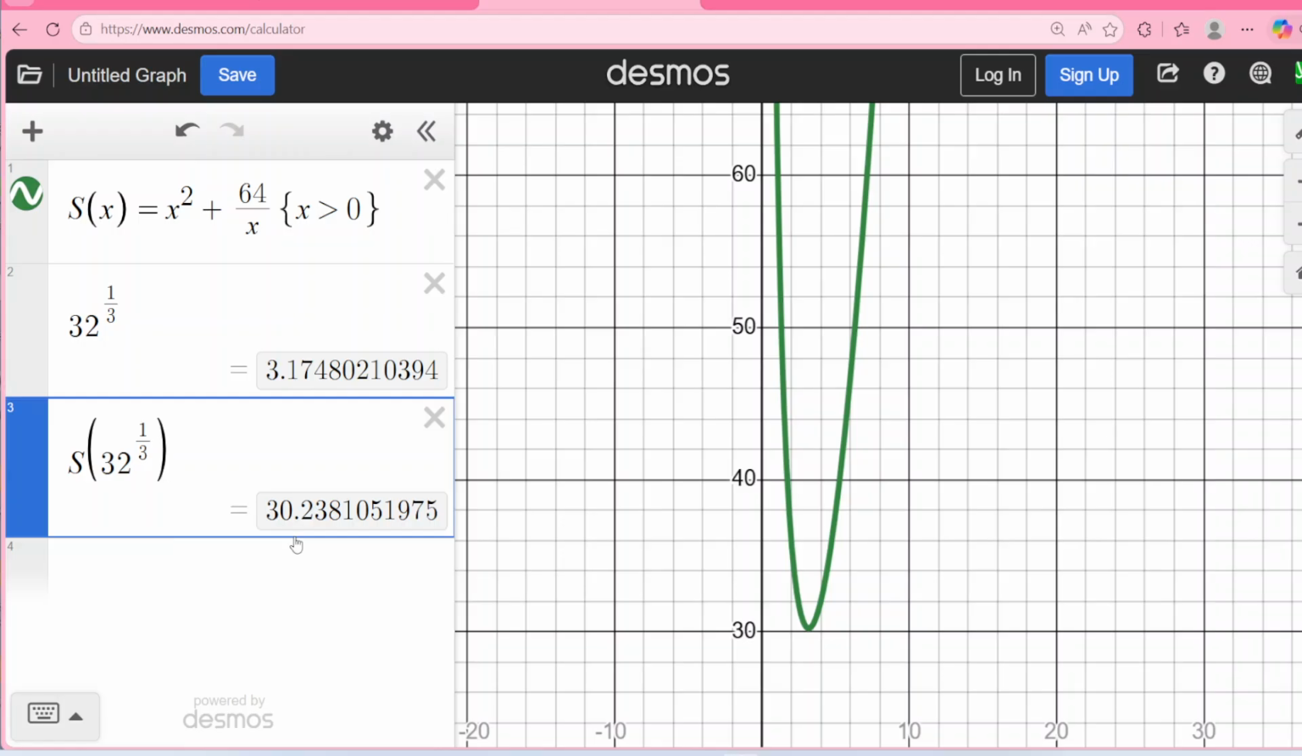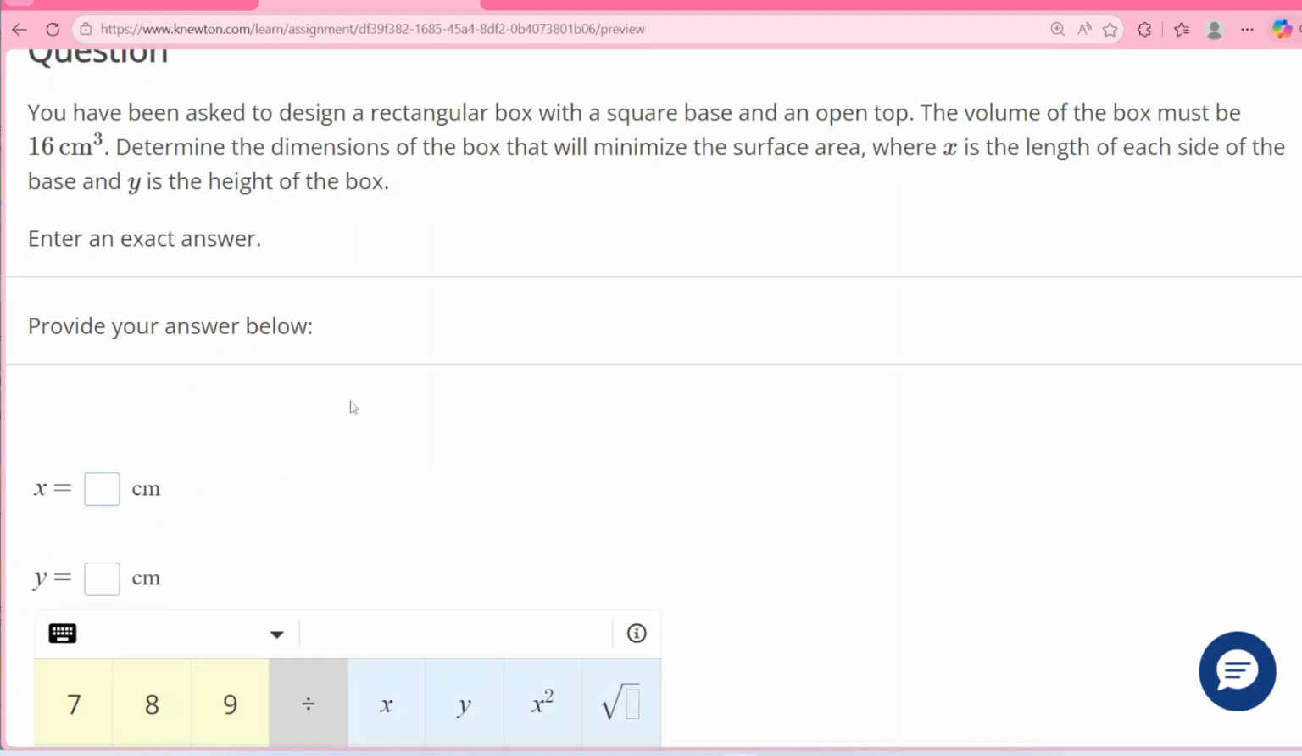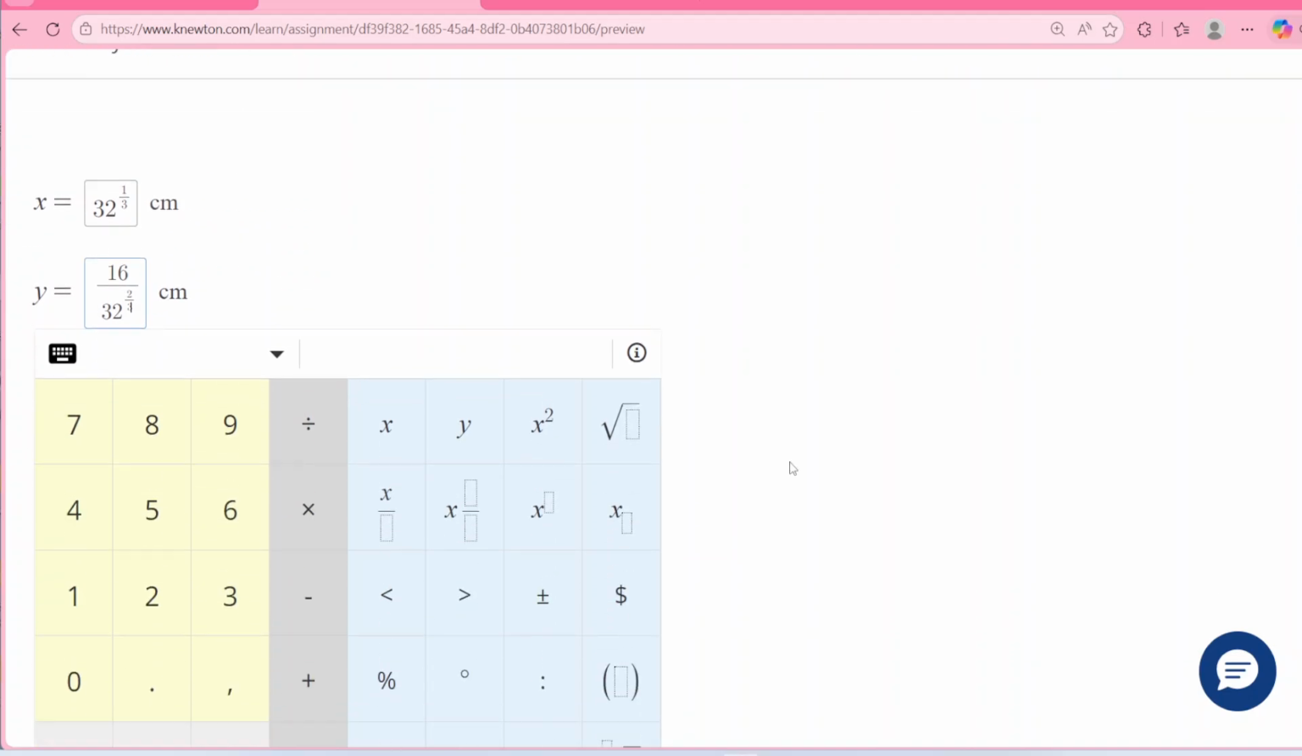And you see that this was that 32 to the 2/3 plus 64 over the cube root of 32 that I wrote earlier. But we're not asked for that. We're just asked for what's the x, what's the y, what are the dimensions of the box that would give us this minimal surface area. So again, the value of x, I'll just put 32 to the 1/3 power, the cube root of 32. And then y had to be 16 divided by x squared, so 16 divided by 32 to the 2/3 power centimeters.